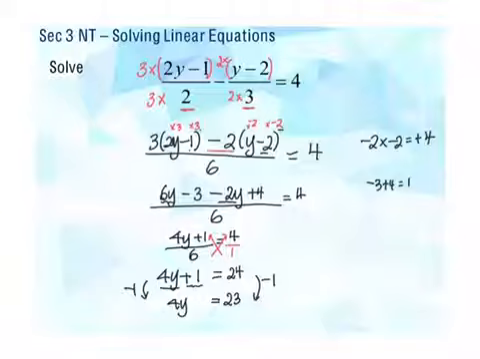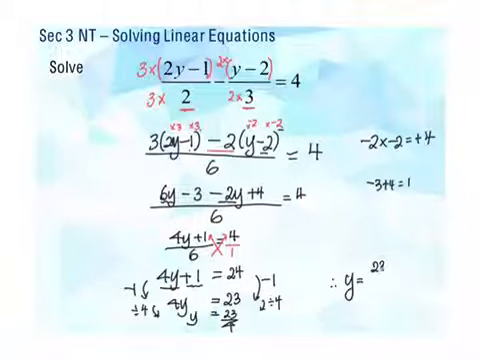Next, I need to find y. I'm going to divide by 4. To find 1 unit, divide by 4. And I will get 23 over 4. So therefore, y equals to 23 over 4.